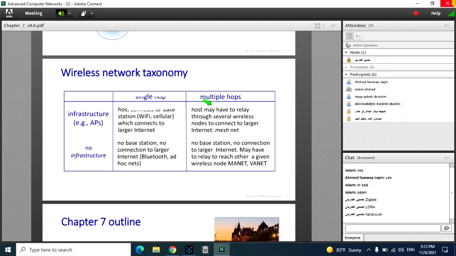But I can have an infrastructure and at the same time use multi-hop communications, for example, in a mesh network. There are several infrastructures and the wireless host should send the information through different hops toward that infrastructure. And I can have some special networks which have no infrastructure. A single hop wireless network without infrastructure is, for example, Bluetooth or an ad hoc network.